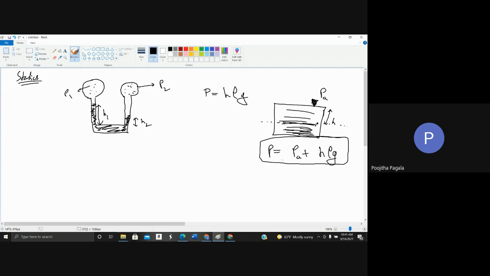So when is this equation valid? Is it valid for a particular type of fluids, or is it a generalized equation? This equation is valid for incompressible fluids.